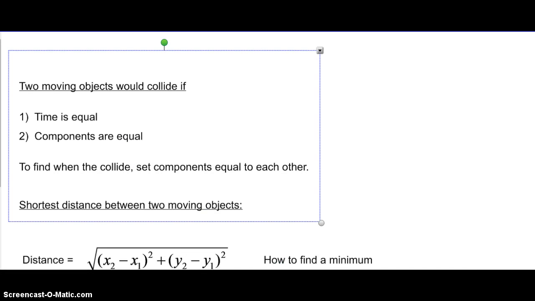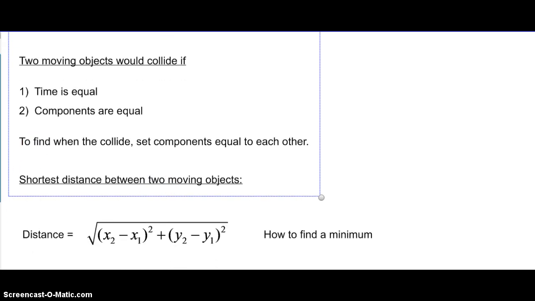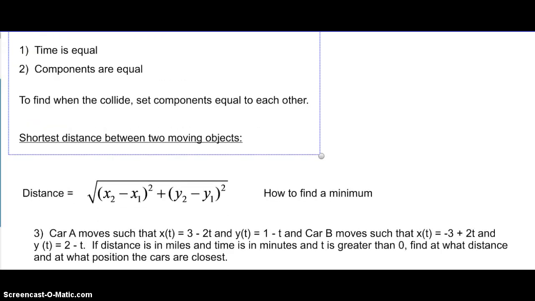The other problems for tonight, we're talking about two moving objects. And the first thing to realize is that two moving objects would collide if their time is equal and if their components are equal. So if a problem tells you that they collide, you want to set their components equal to each other and solve for t. If they ask for the shortest distance between two moving objects, then you need to remember your distance formula and how to find a minimum.